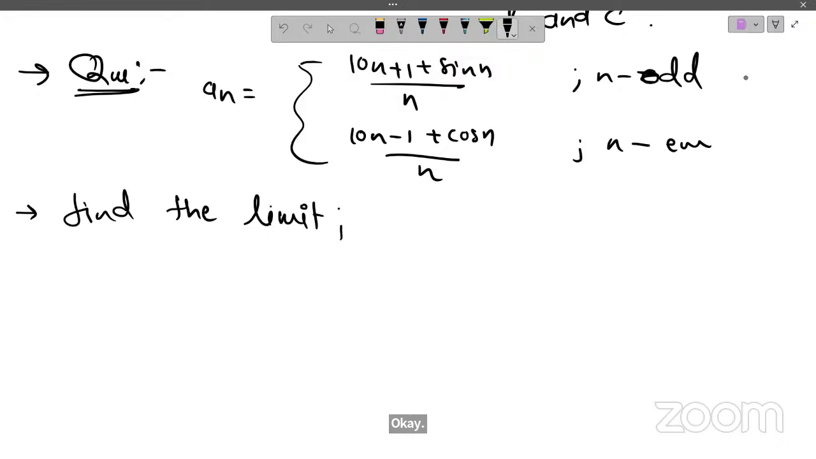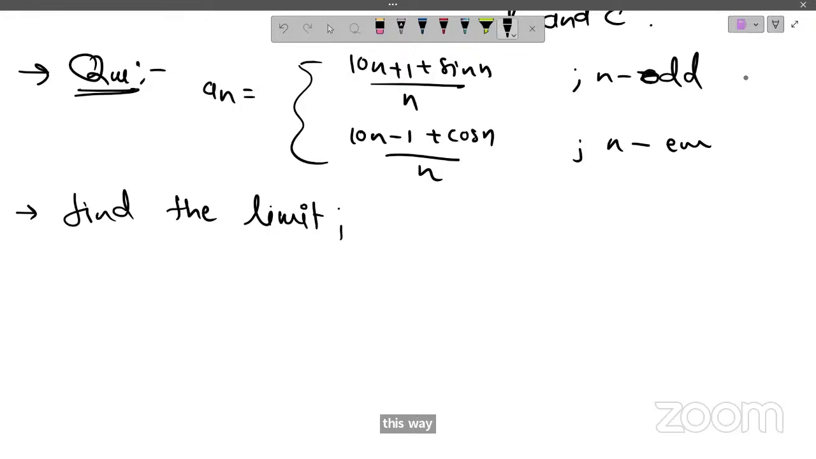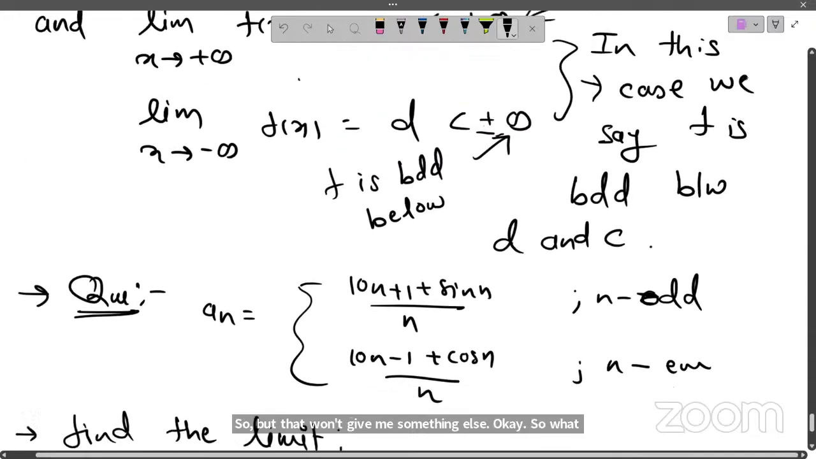So what do you guys think? What should we do? You attended this, so think about something. Okay, fine, I'll use L'Hopital's rule on this. Ma'am, we can separate the numerator for each element, sin n by n and cos n by n will get. But that won't give me something else. Okay, fine. So what happened?